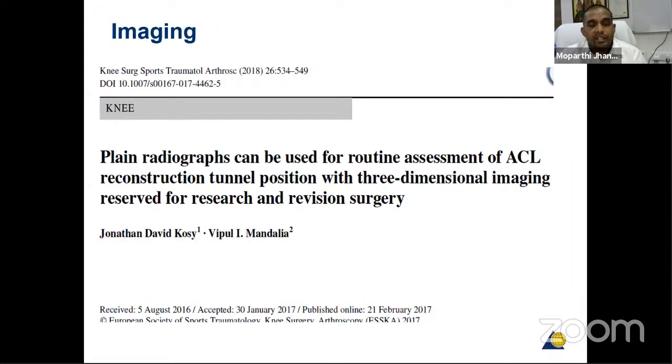So for imaging, there is one article where with plain radiographs also, we can do the imaging for the routine assessment of ACL reconstruction tunnel positions. Recently, it was given in 2018 by Jonathan David in the European Journal of Knee Surgery, Sports Traumatology. In that, they have described how to measure on plain radiographs whether tunnel failure or tunnel widening is there or not, based on AP and lateral view x-rays. It's a beautiful article. The previous one is CT based, whereas this one is plain X-ray based.